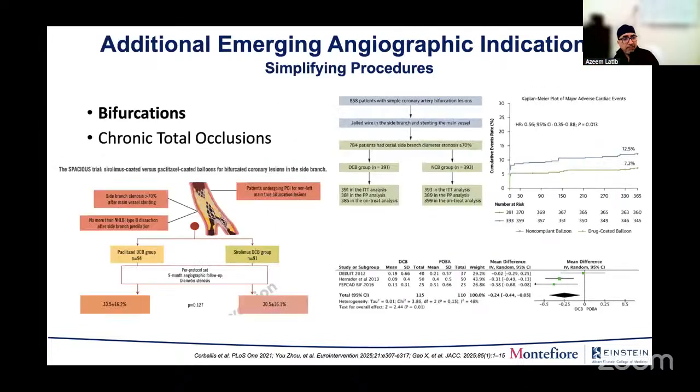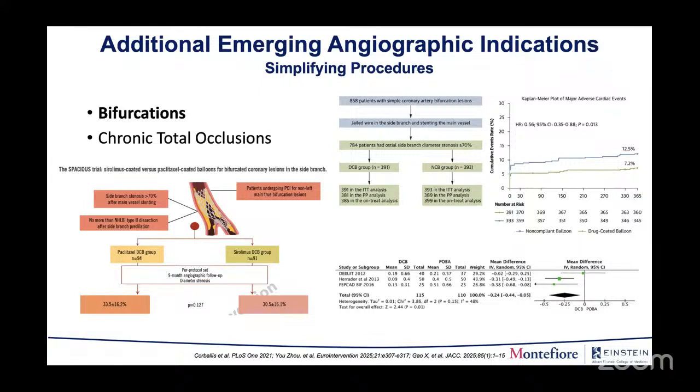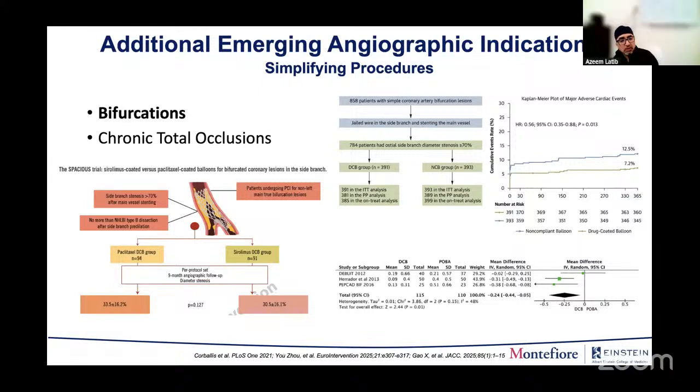Next slide. I think bifurcations are interesting, particularly side branches. And could you treat the side branch with a drug-coated balloon and the main branch with a drug-eluting stent? And I think we're going to see more data on this. The data so far is interesting, very small numbers, but I think we will see more data. This is an interesting indication.